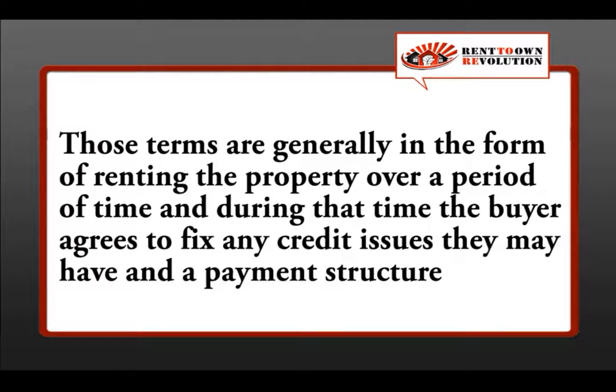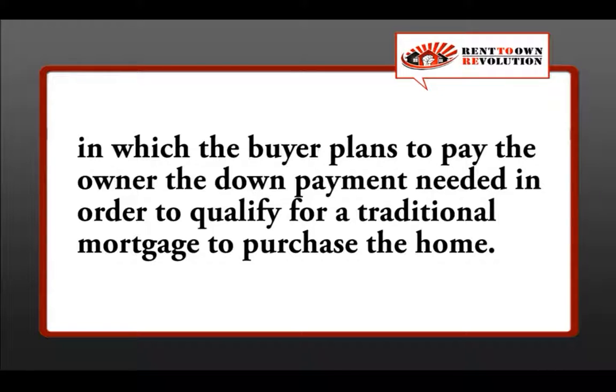Those terms are generally in the form of renting the property over a period of time, and during that time, the buyer agrees to fix any credit issues they may have, and a payment structure in which the buyer plans to pay the owner the down payment needed in order to qualify for a traditional mortgage to purchase the home.